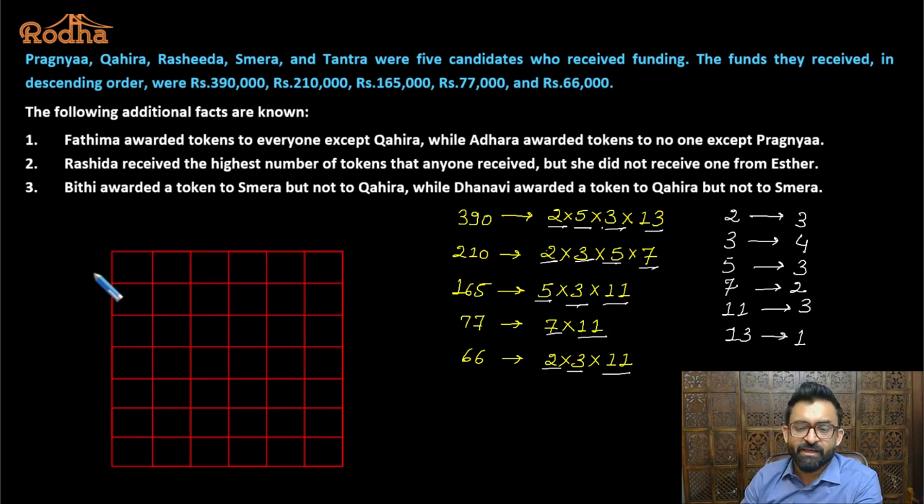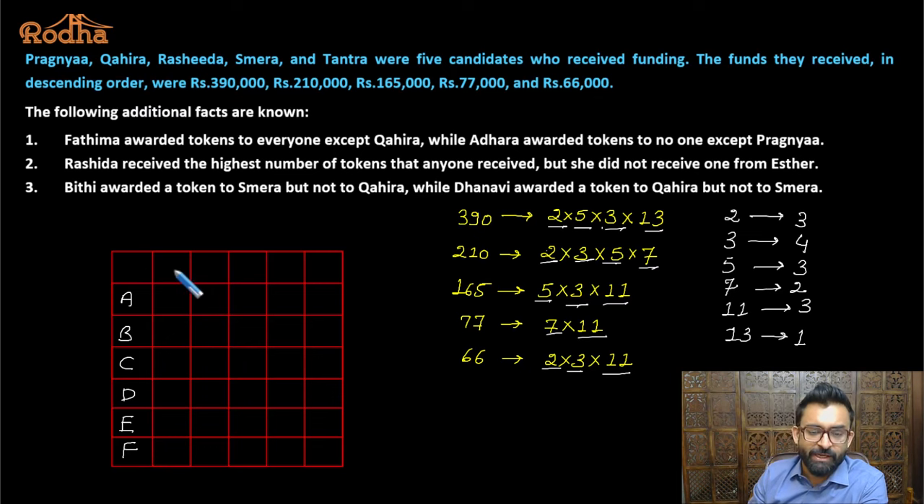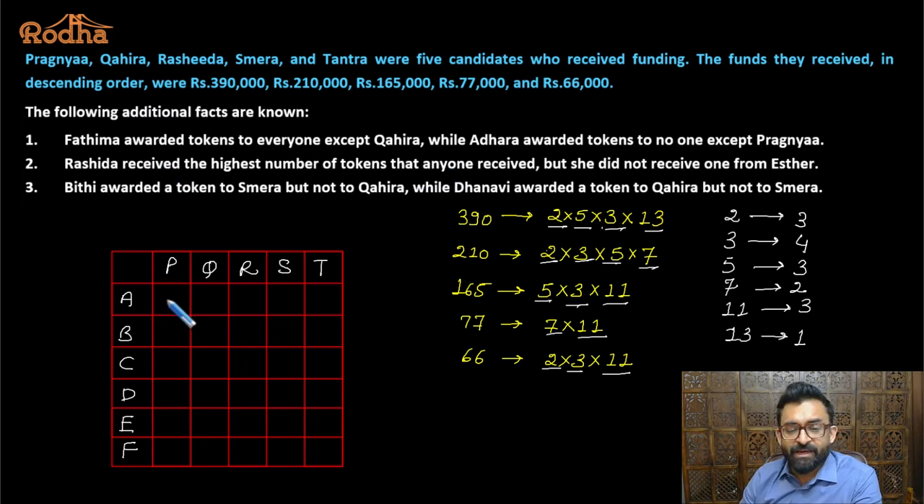Now let's see the statements. Persons are A, B, C, D, E, and F, and those who are getting interviewed or getting funding are P, Q, R, S, and T. Fatima awarded a token to everyone except Kahra. What does it mean? Fatima is giving tokens to 4 people, so we have to use the token which has a frequency of 4. That is 3. So Fatima is awarding a token of face value 3, and she is giving it to everybody except Kahra. So 3, 3, 3, each one of us getting a token of face value 3.